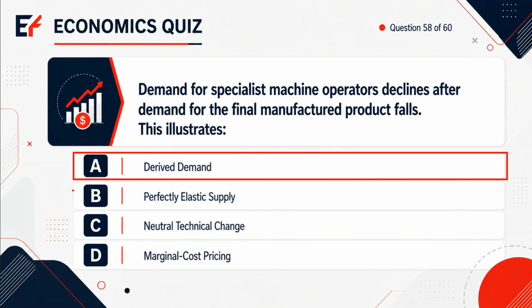Option B is incorrect because perfectly elastic supply describes a supply condition where quantity can change without affecting price. Option C is incorrect because neutral technical change improves productivity without changing the optimal input ratio. Option D is incorrect because marginal cost pricing sets price in relation to the cost of producing one additional unit.